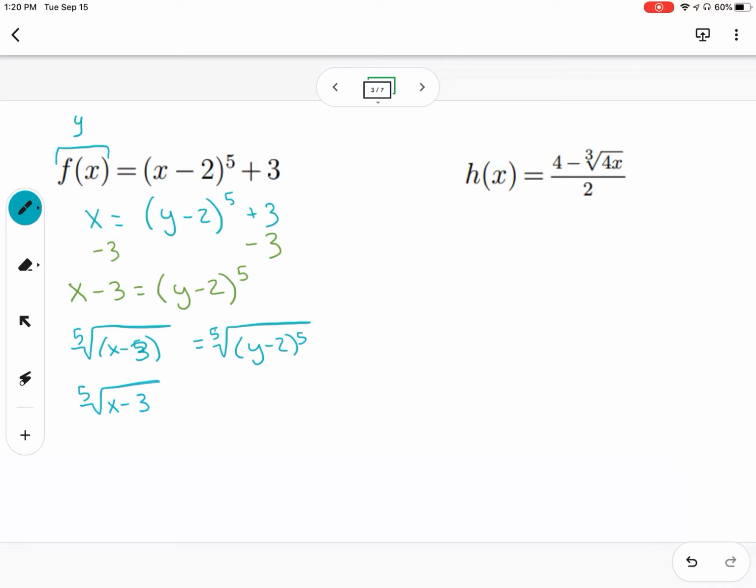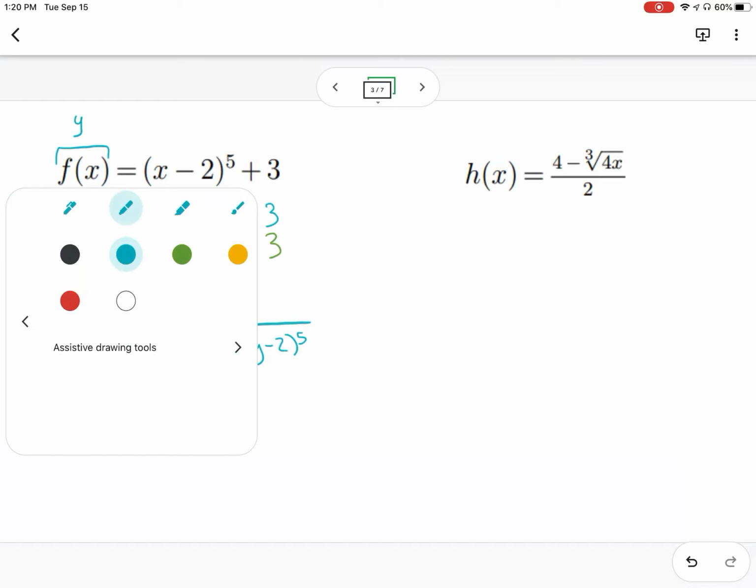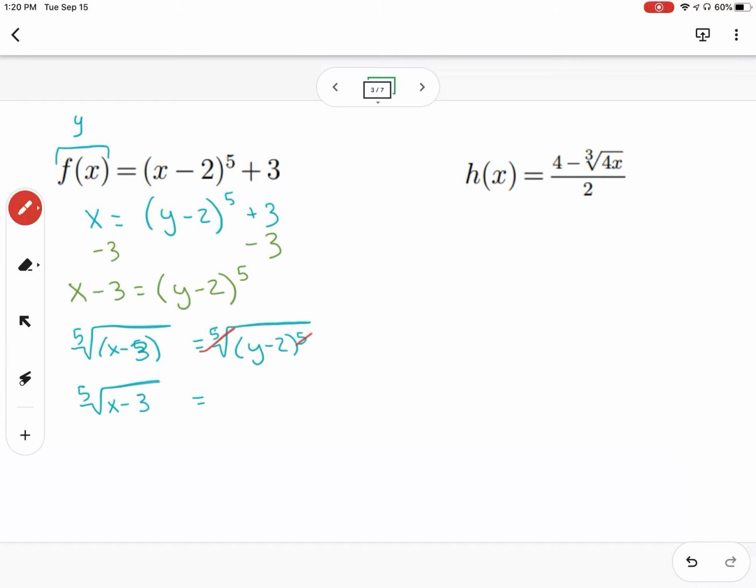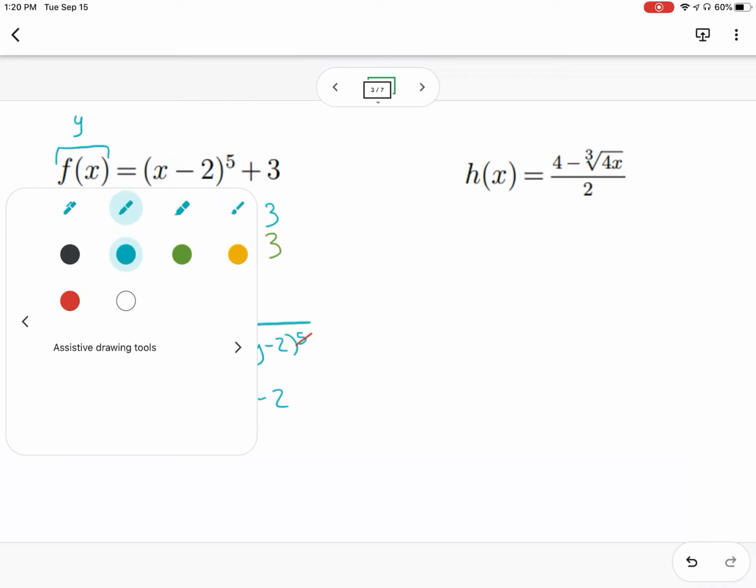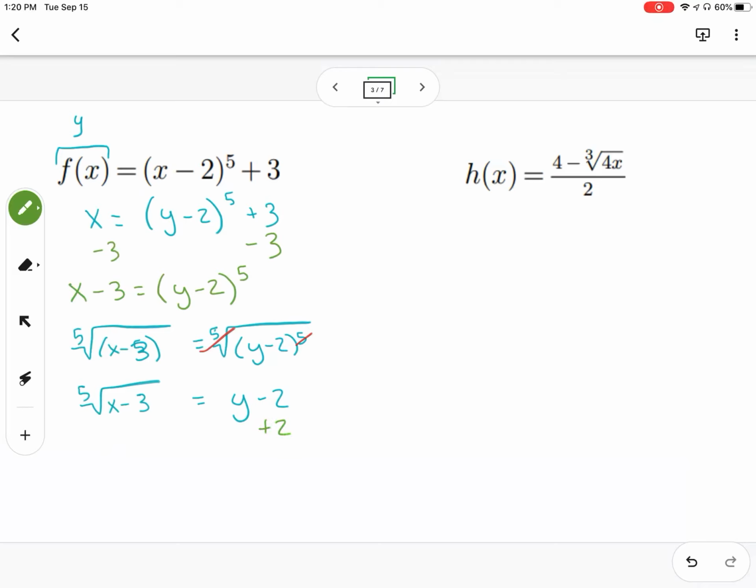We can't simplify the 5th root of x minus 3, but on the right side, the 5th root cancels the exponent out, so we're left with y minus 2. The only thing left is to move the negative 2, so we'll do that by adding 2 to both sides. Since this is a root, I can't stick the 2 in the root for no reason, so it has to stay outside of the root on the end.